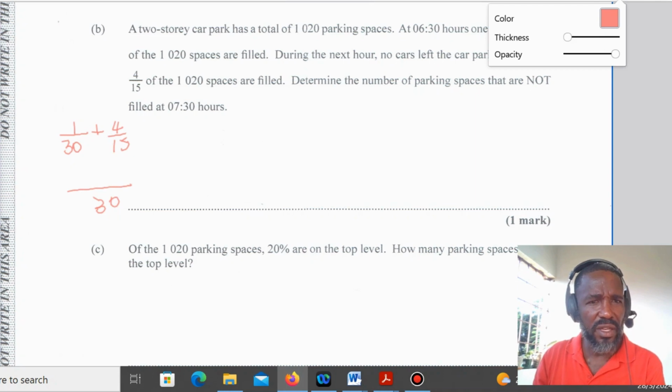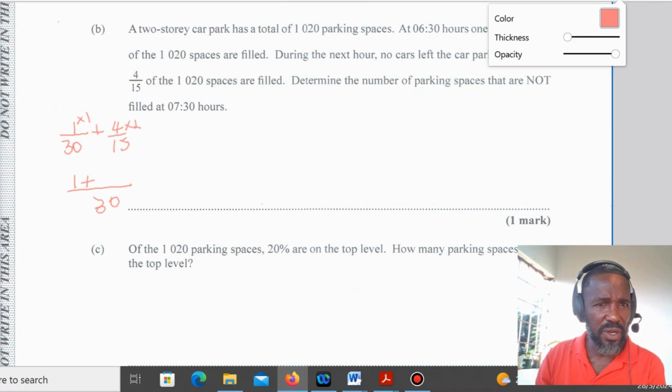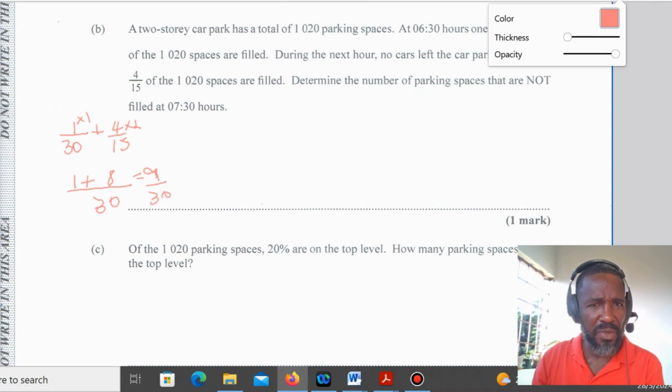30, so 30 into itself goes 1 time. 1 times 1 will give us 1. Plus 15 into 30 will go 2. So 2 times 4 will give us 8. And so here we have 9 over 30, and that can be further broken down into a smaller fraction.